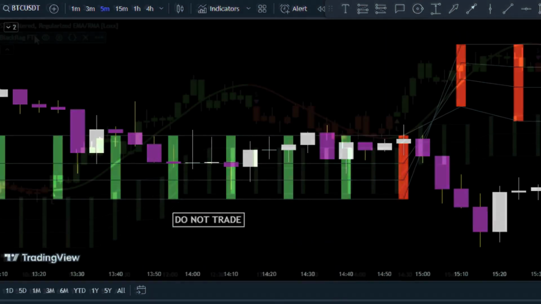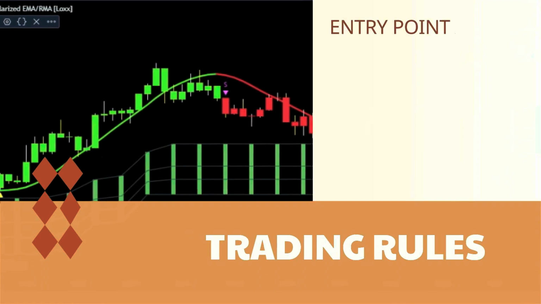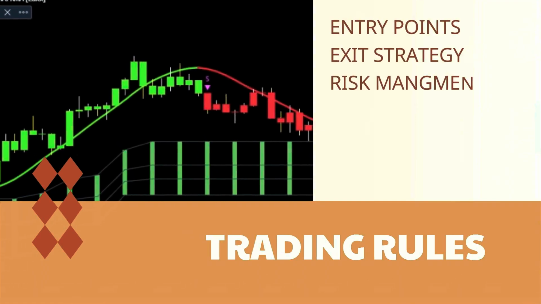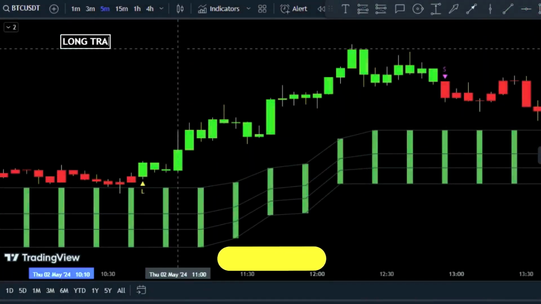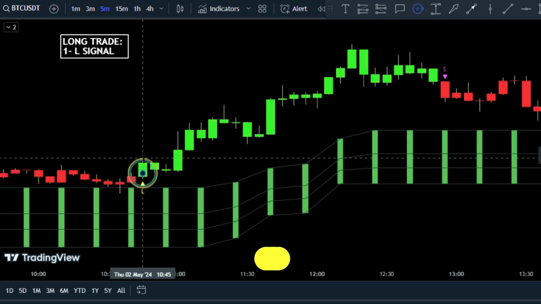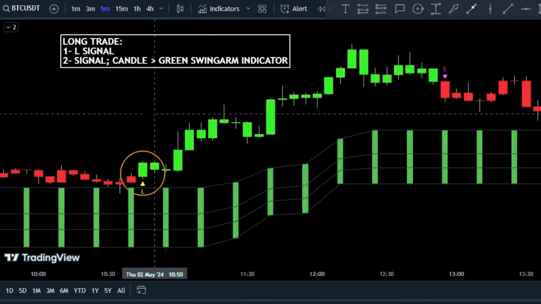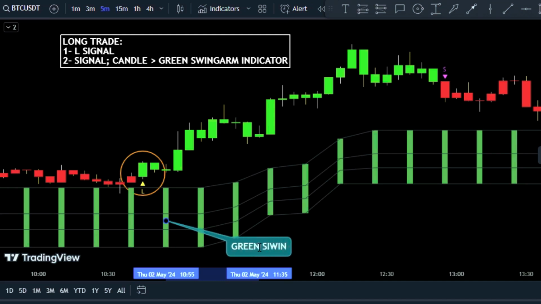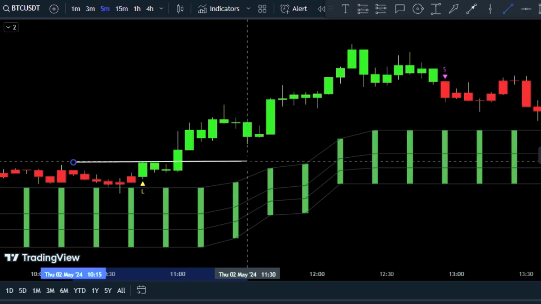Alright, it's time to get down to business and learn how to manage your trades with this strategy. You'll be looking at entry points, exit strategies, and risk management, all key ingredients for successful trading. Let's start with buy trades. First, you need a long signal from the STD filtered regularized EMA indicator. This is your green light to consider a buy trade. Next, you want to make sure the signal candle's close price is above the green Swing Arm ATR Trend Indicator. This confirms that the market is trending upward and it's a good time to hop on the buy trade. And once you've got both these conditions met, you're good to go on entering a buy trade.